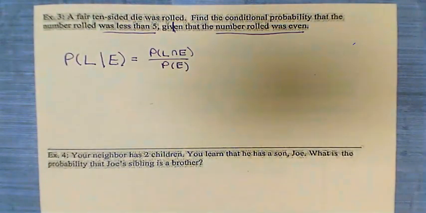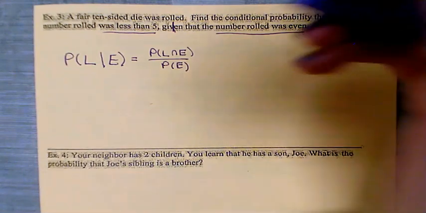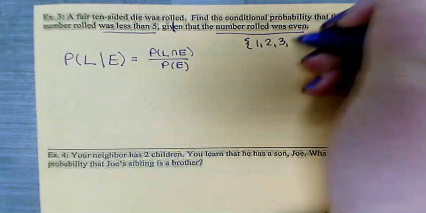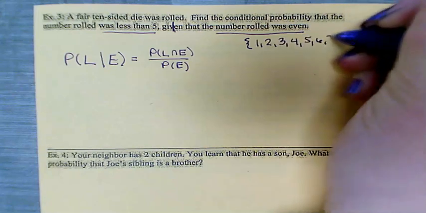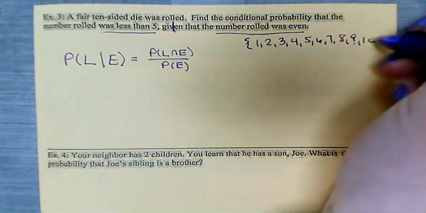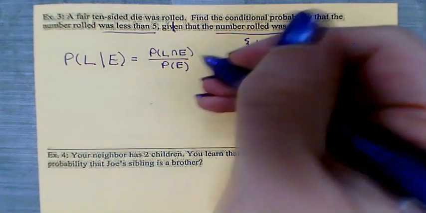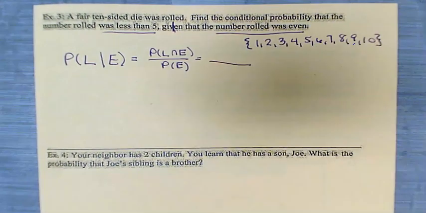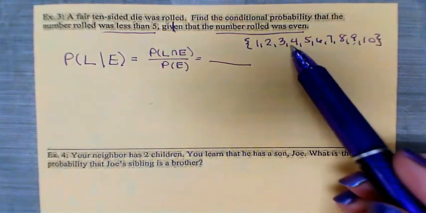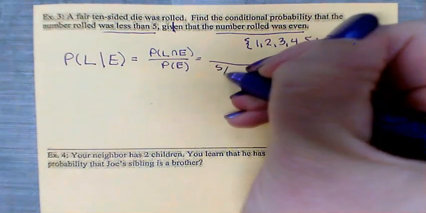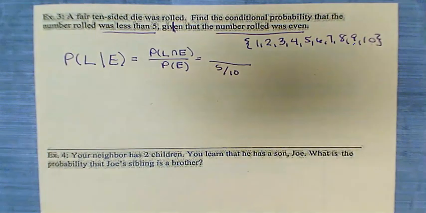So let's look at my sample space. It's a fair 10-sided die. So the sample space is all of the numbers from 1 to 10. So there are 10 possible outcomes. The probability that this is even, that I roll an even number, goes on the bottom. So the even numbers are 2, 4, 6, 8, and 10. That's 5 numbers out of 10 possible numbers.